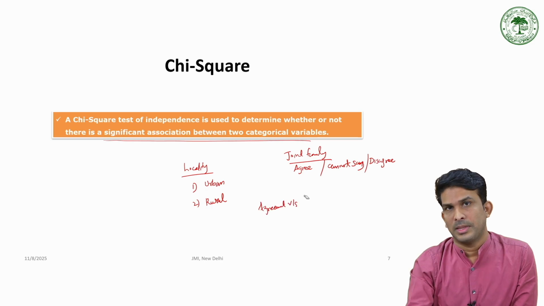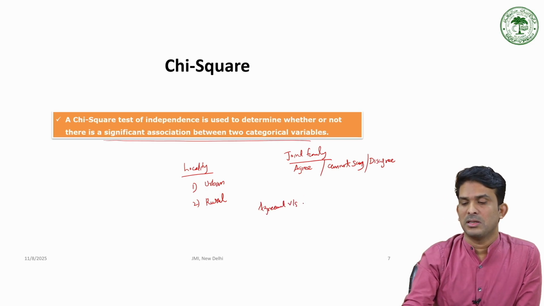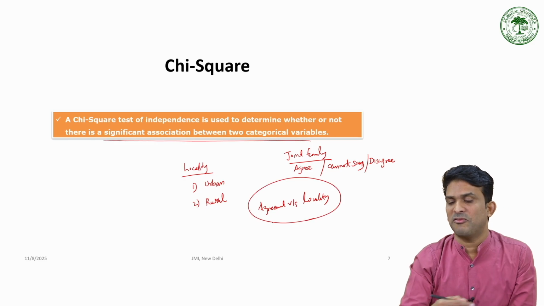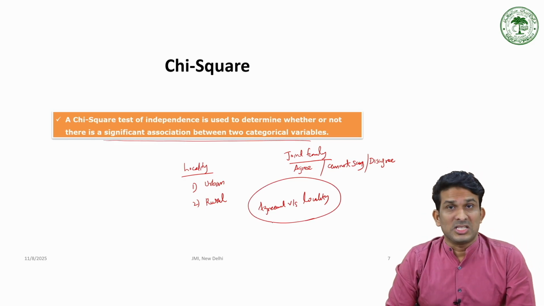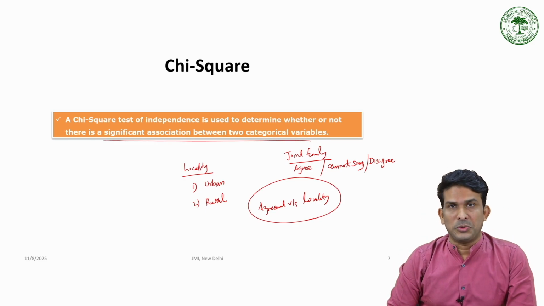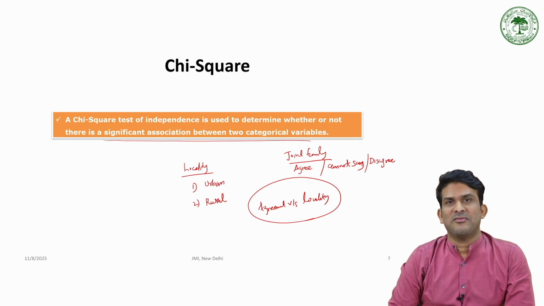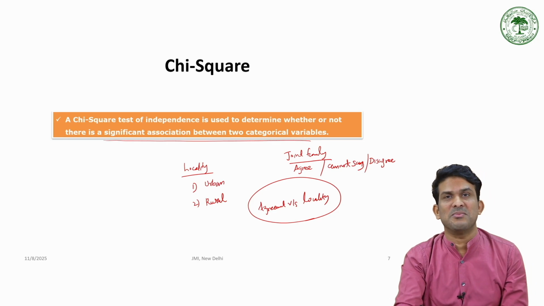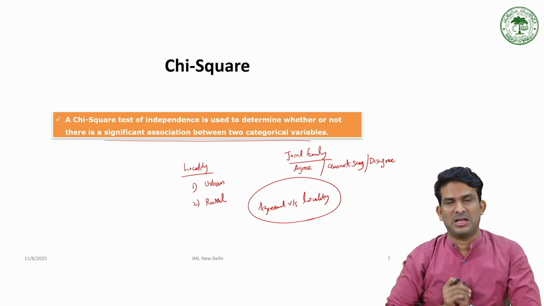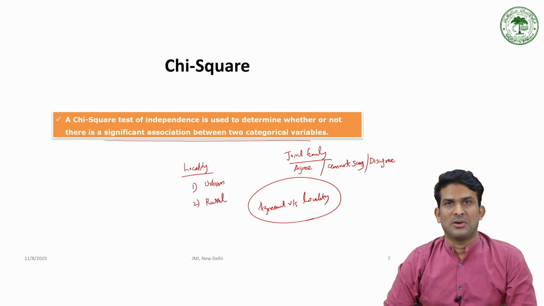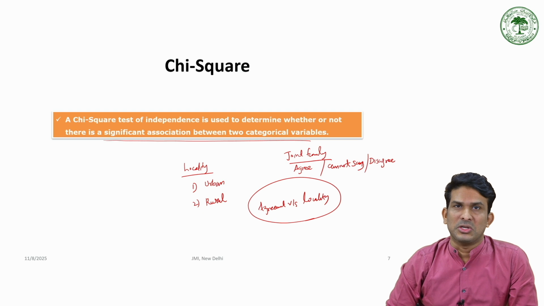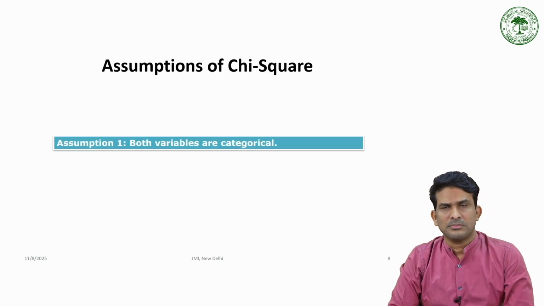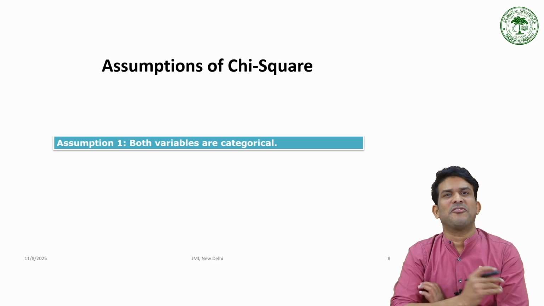It is agreement versus locality. Locality of residence based, we have two groups, urban and rural. Agreement based, we have three categories of opinion. Whether there is an association between these two categorical variables, agreement and locality. This is actually what we are doing in chi-square. Got an idea? Yes.